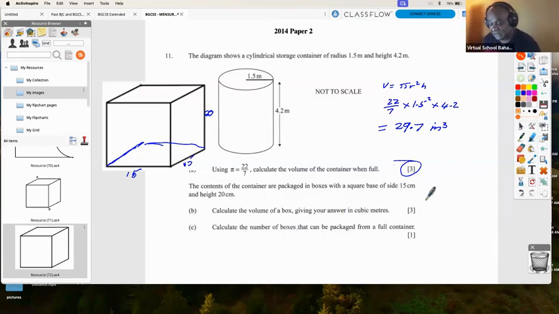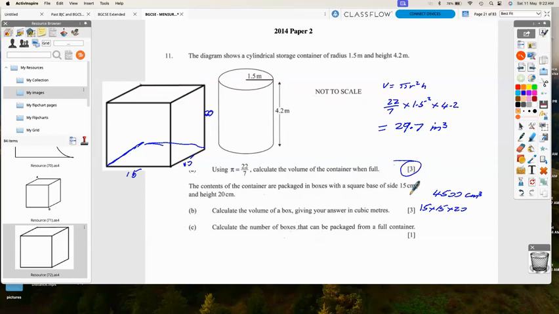4,500 is correct. So this means it will be 15 multiplied by 15 multiplied by 20, and we will get 4,500 cm cubed. Right? Good. But that would be wrong.